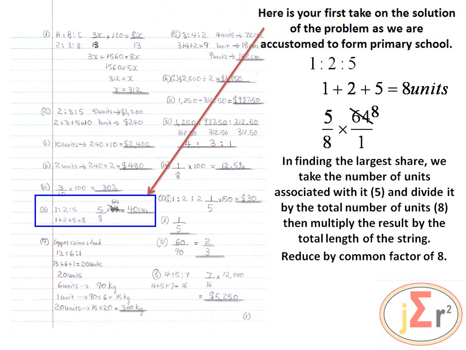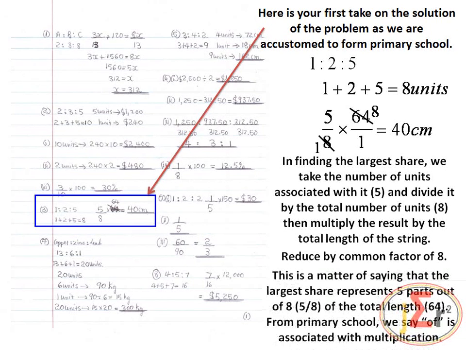8 into 64 is 8. 8 into 80 is 10, giving 40 centimeters, as we have calculated before. This is a matter of saying that the largest share represents 5 parts out of 8 of the total length, which is 64.